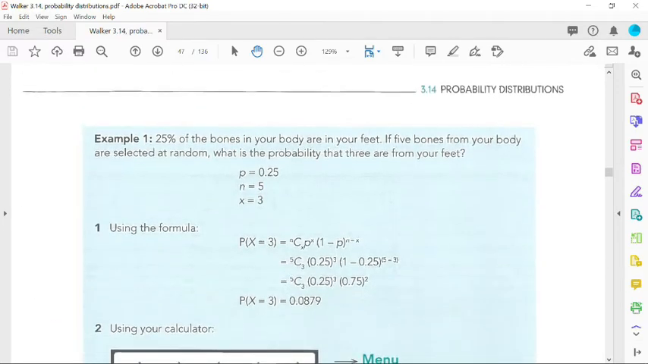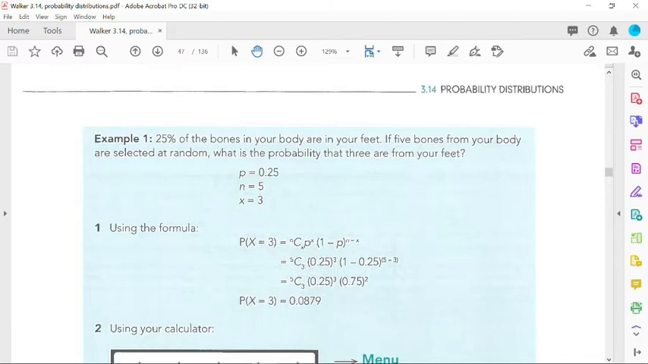Okay, so here we go. Let's look at a problem. We're not going to do it their way. 25% of the bones in your body are in your feet. If 5 bones from your body are selected at random, what is the probability that 3 are from your feet? So we either have feet or what? Not feet. Right? So that's 2 choices.